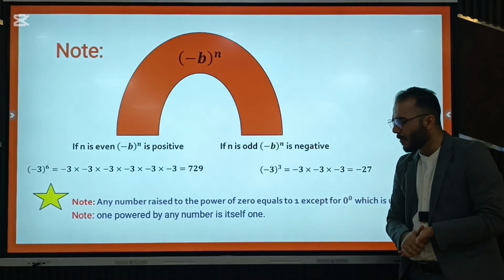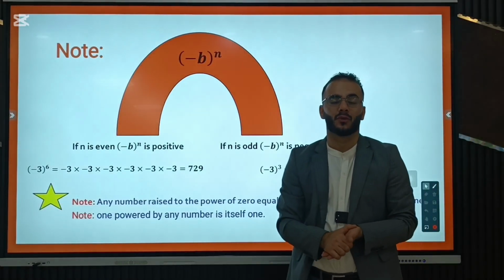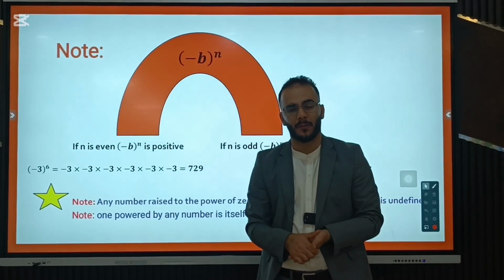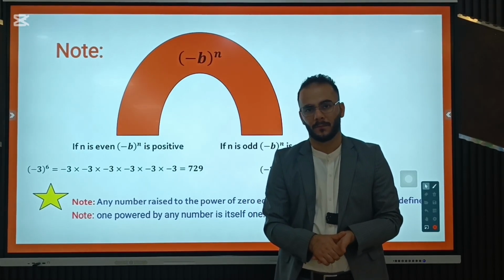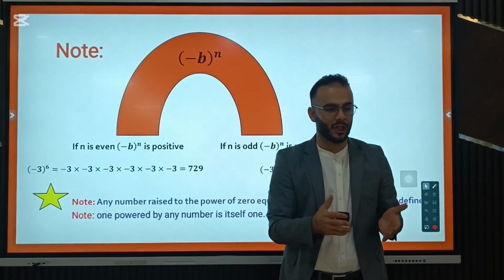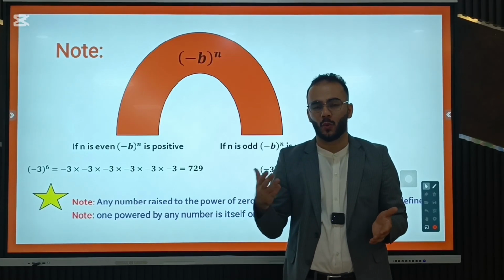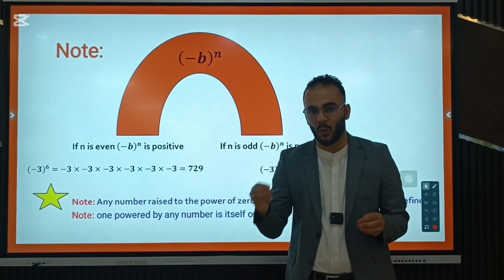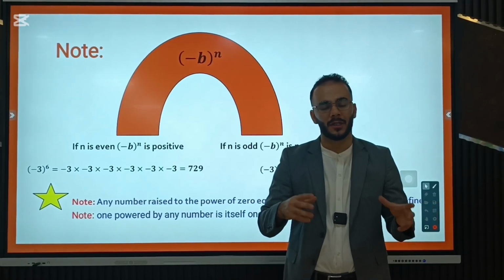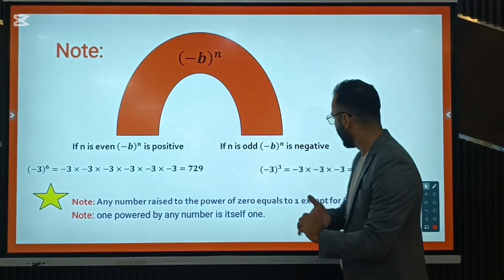1 to the power of any number is itself, which is 1. So 1 to the power of any number is equal to still 1. Any number to the power of 0 equals 1, except for 0 itself. Any 1 to the power of any number is equal to 1.